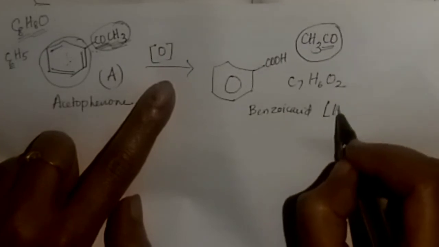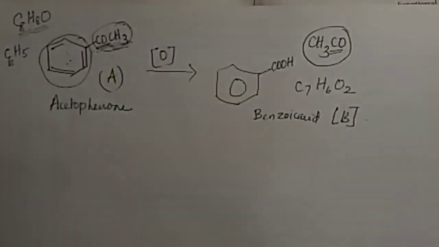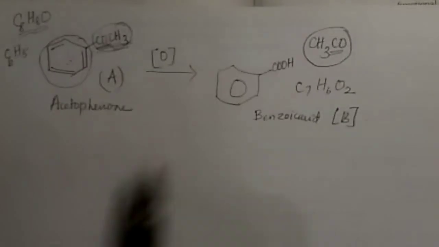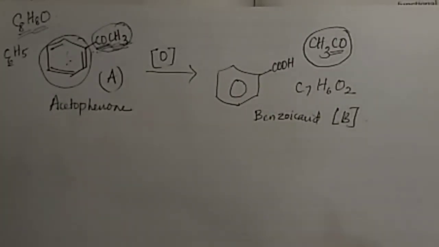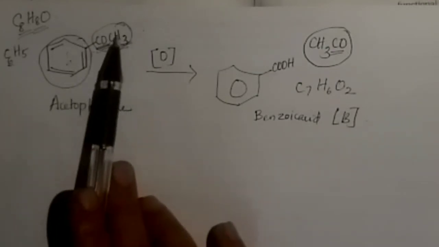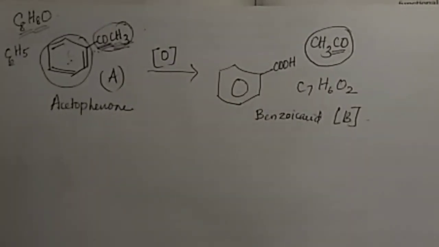our next compound B. So from these two simple compounds we can identify in this test. Here A is acetophenone, B is benzoic acid, C7H6O2. That is, acetophenone on strong oxidation, the COCH3 group changes to a COOH group.